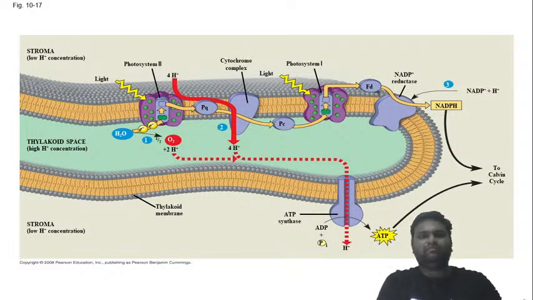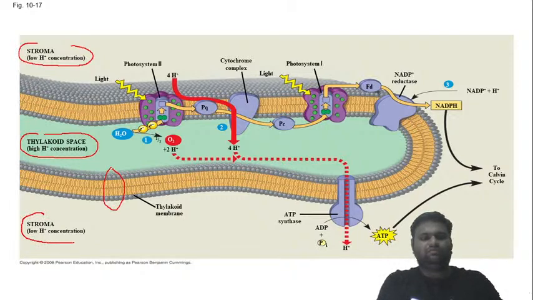तो ये क्लियर डायग्राम है। This one is the stroma where low concentration of hydrogen ions are there. This one is the thylakoid space where there is a high concentration of hydrogen ion, and this is the thylakoid membrane. This one again is the stroma where there is low concentration of hydrogen ion, and this one are the two photosystem. These are the photosystem 2 and this one is the photosystem 1.